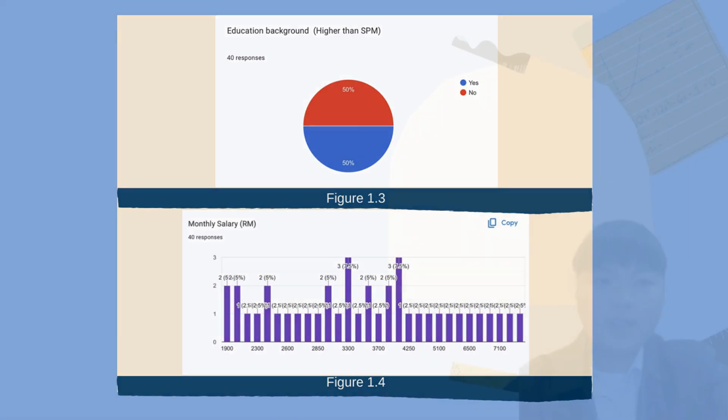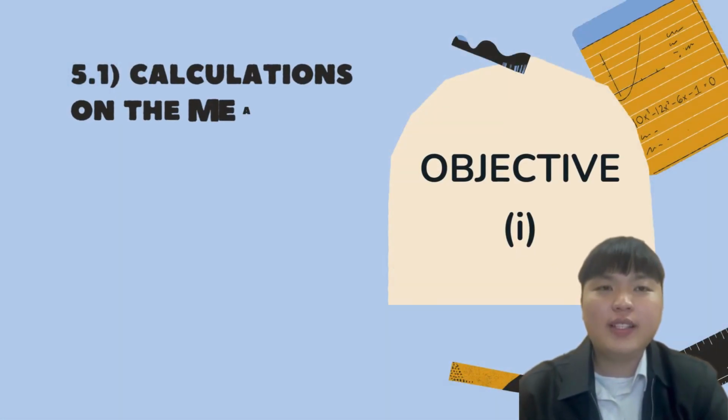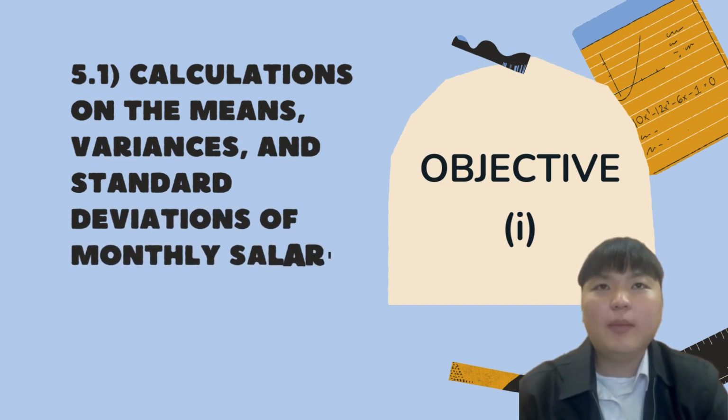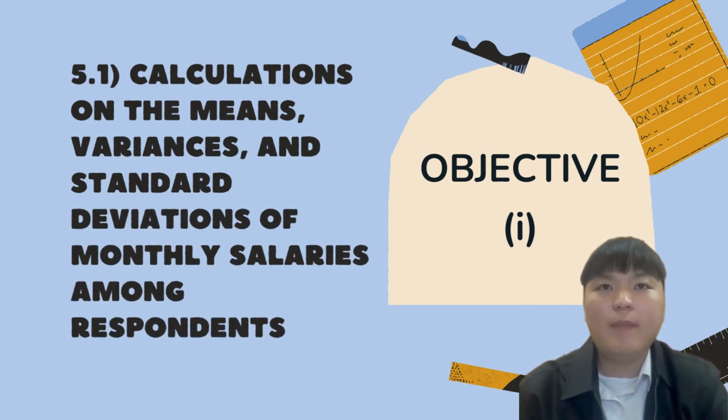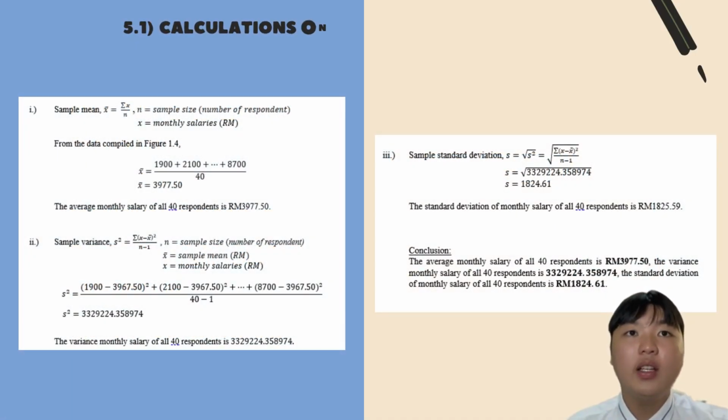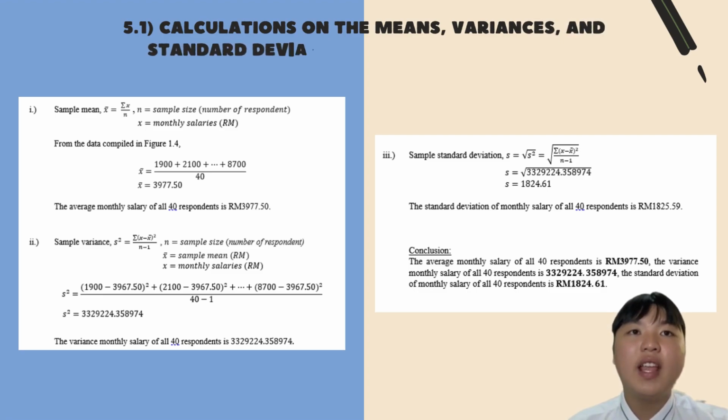Now, I'm going to proceed to present my part on this assignment, which is Objective 1, to calculate the mean, variance, and standard deviation of monthly salaries among the respondents. First of all, we need to find the sample mean. So we substitute the data from figure 1.4, and we get that the sample mean is equal to 3,977.5.